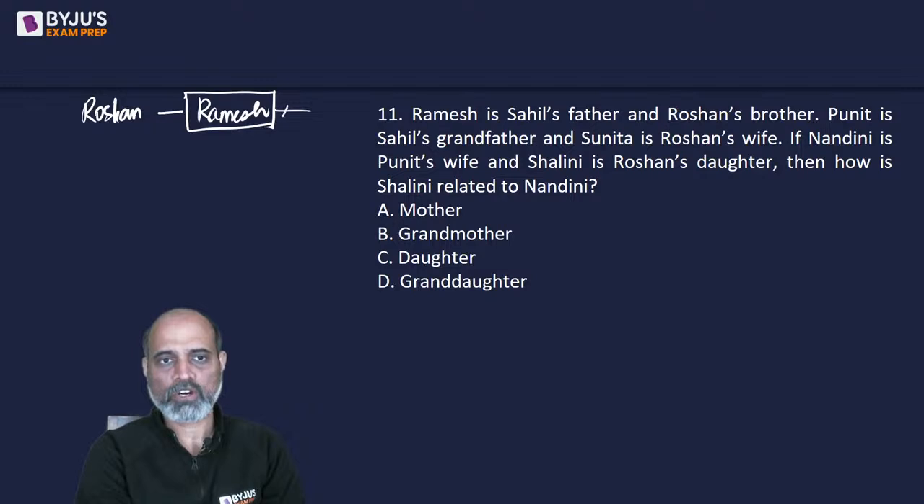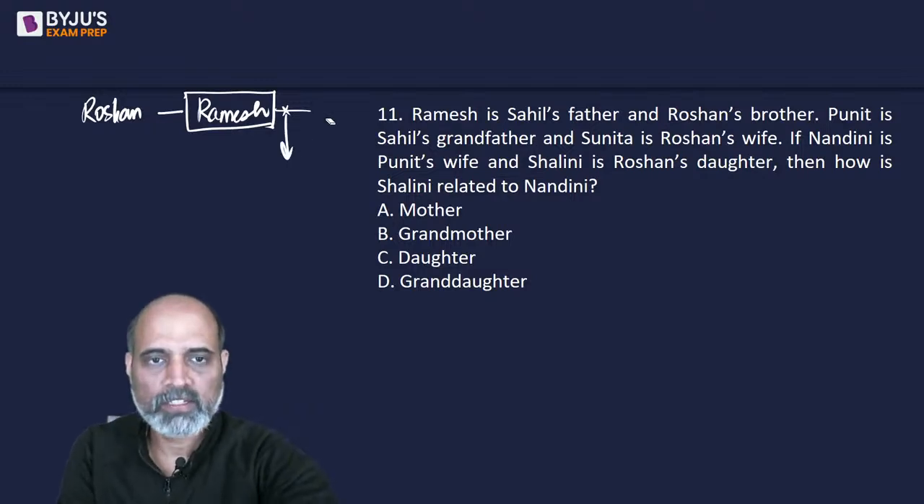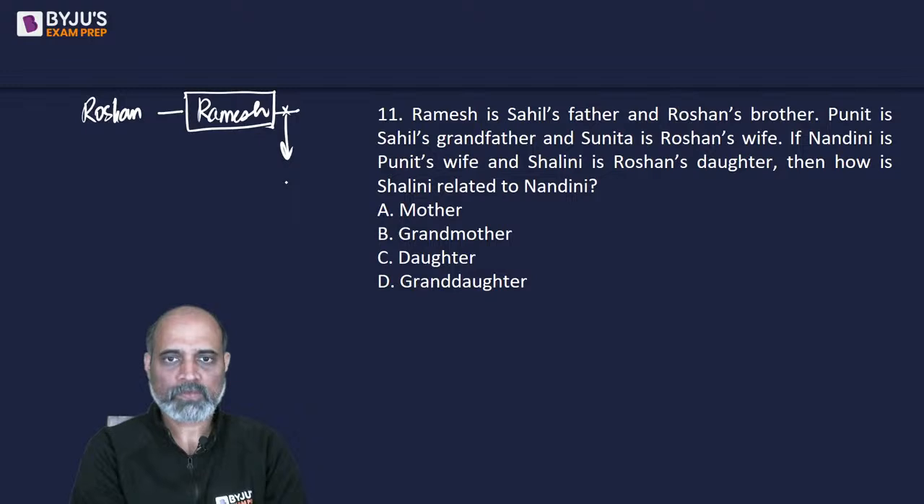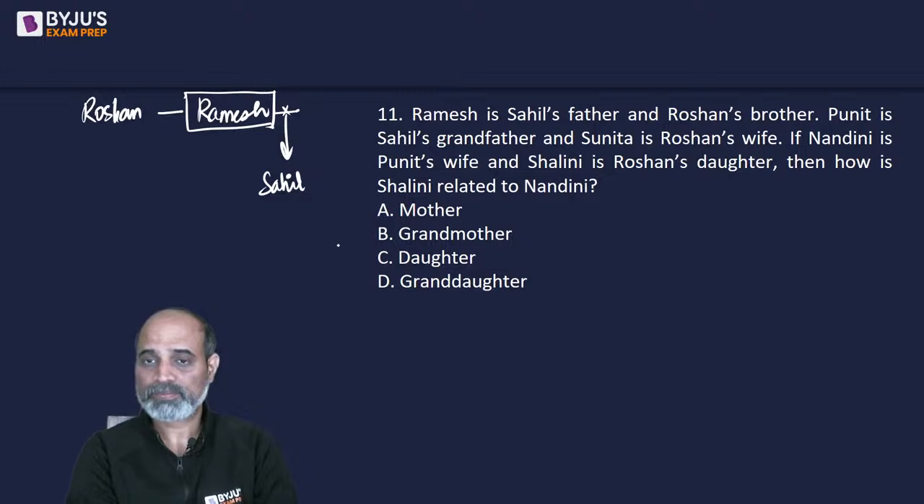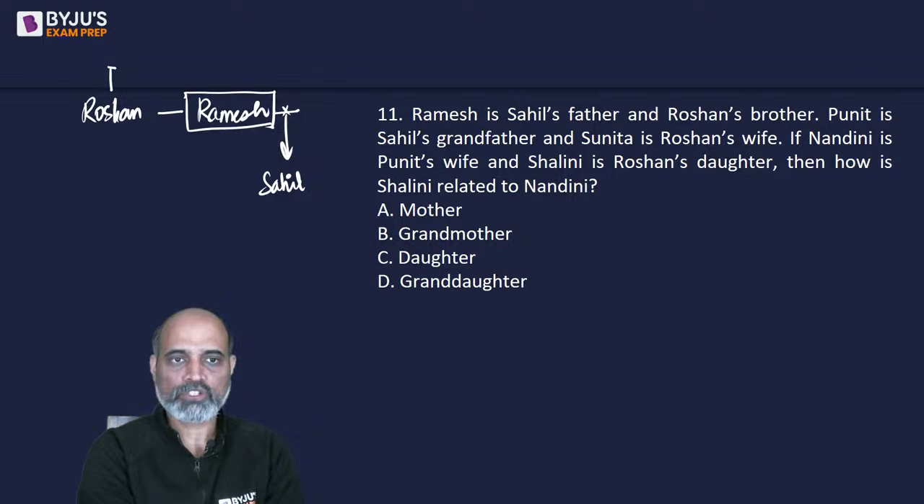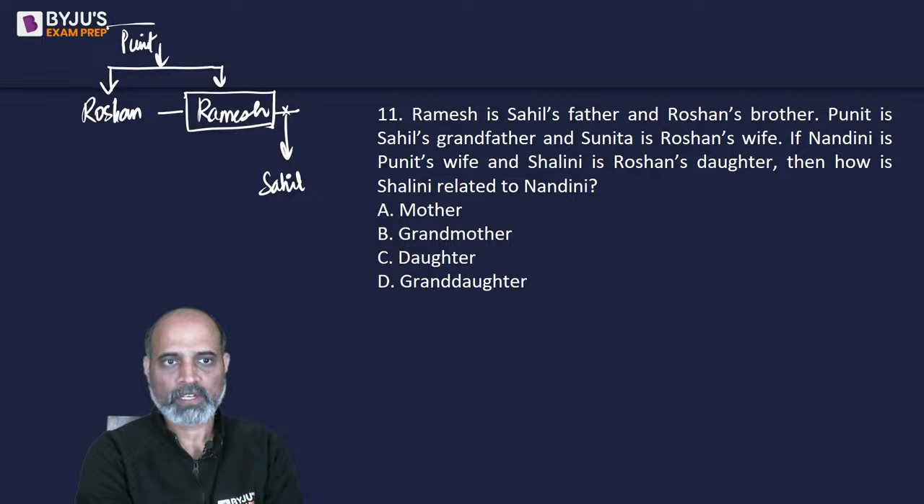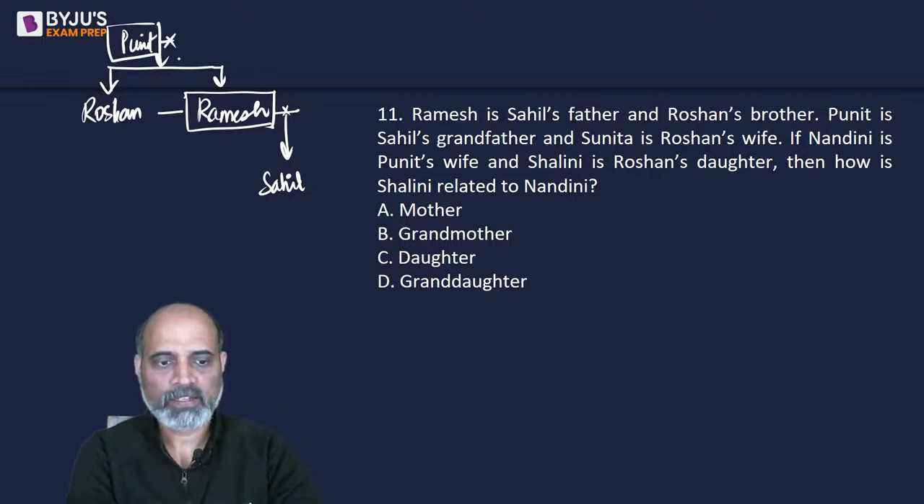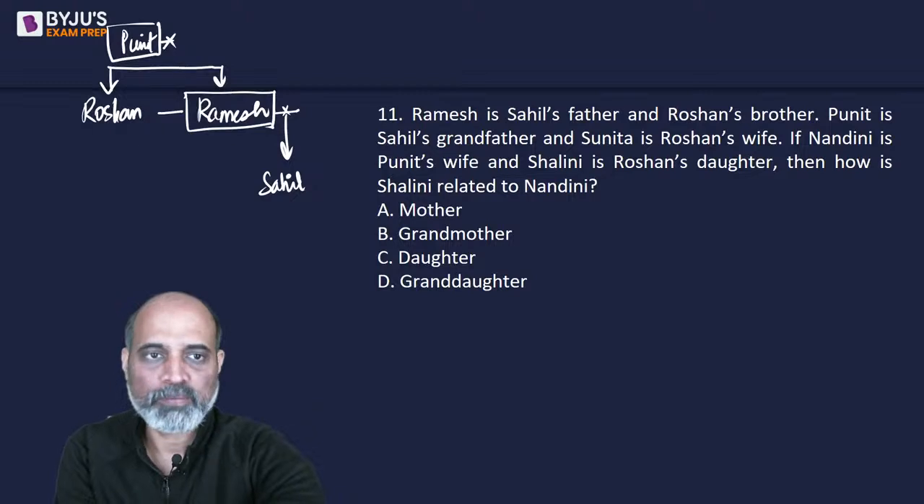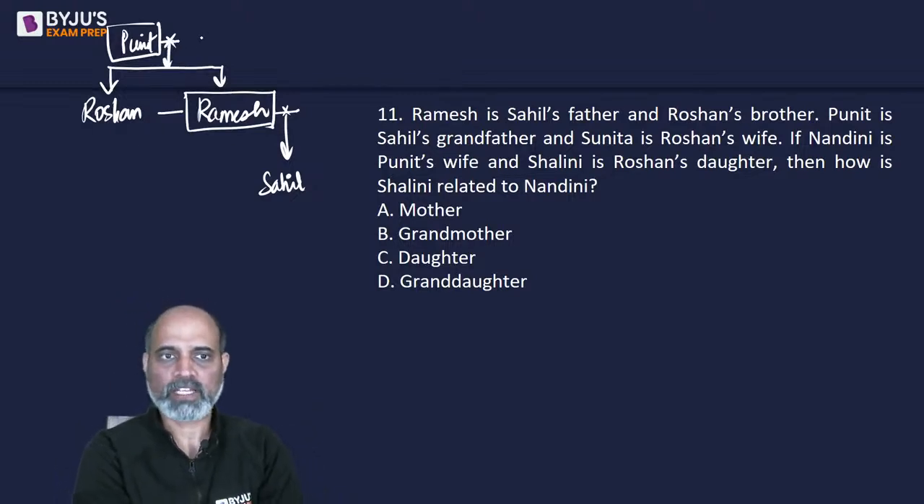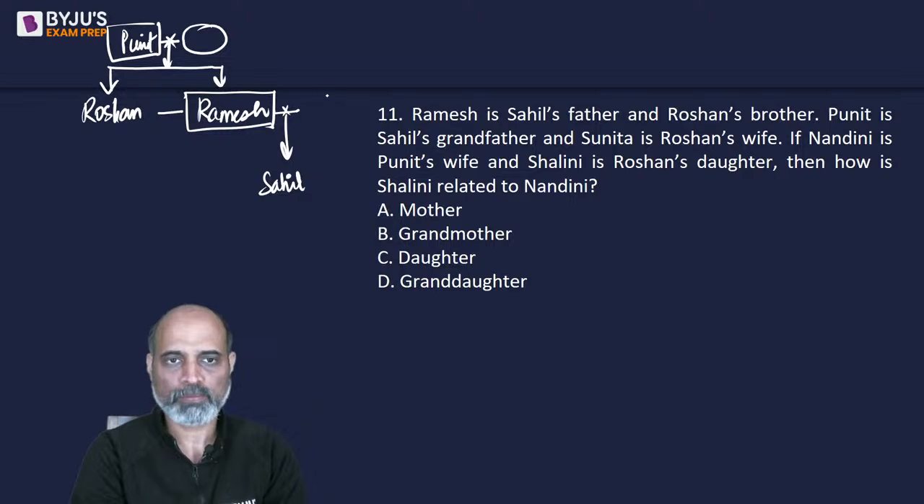And Ramesh has got a kid. He has got a son. Not son. We don't know whether son or daughter. So we have got Sahil. Punit is Sahil's grandfather. Sahil's grandfather would mean Roshan and Ramesh's father. So this is Punit. Grandfather would mean male, right? And obviously they will have a mother, as in Punit is supposed to be married. That we do not know as of now. So I'll put a circle anyways.